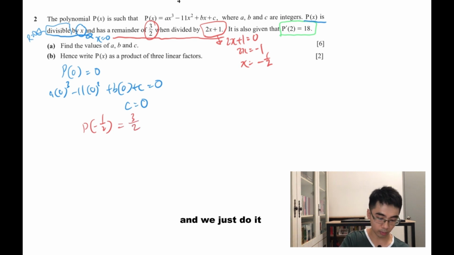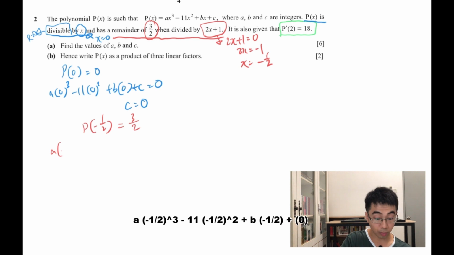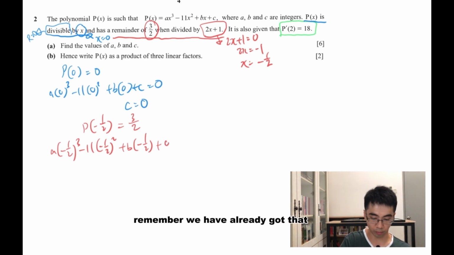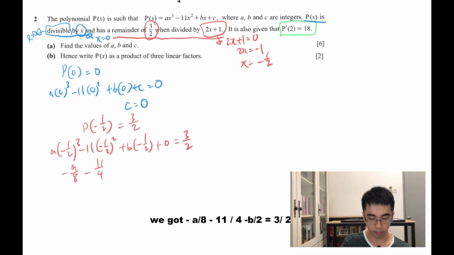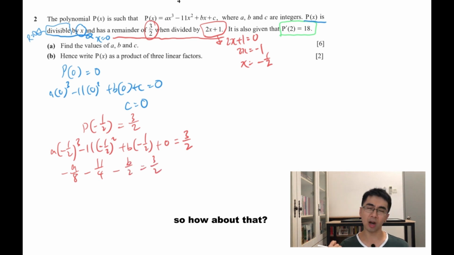And then we just do it. A times negative 1 over 2 to the power 3, minus 11 times negative 1 over 2 to the power 2, plus b times negative 1 over 2, plus c. Oh, c is 0, remember, we have already got that. So it will be equal to the remainder, which is 3 over 2. So just simplify this one. We got negative a over 8, minus 11 over 4, minus b over 2 will be 3 over 2.